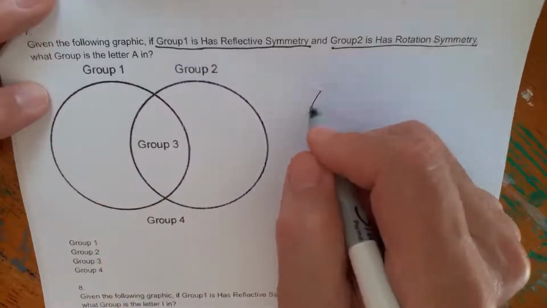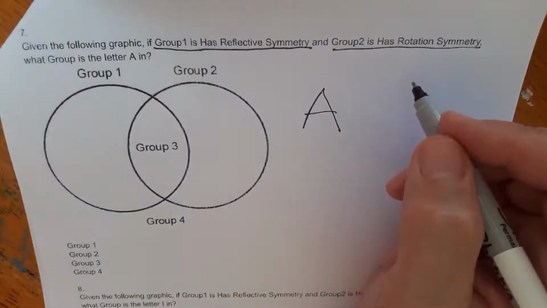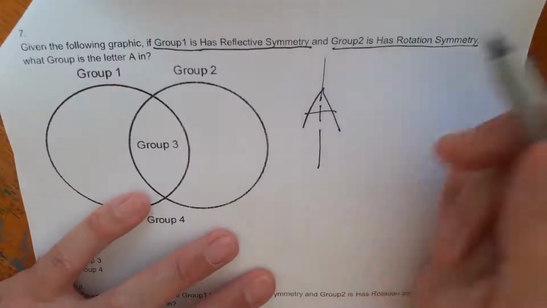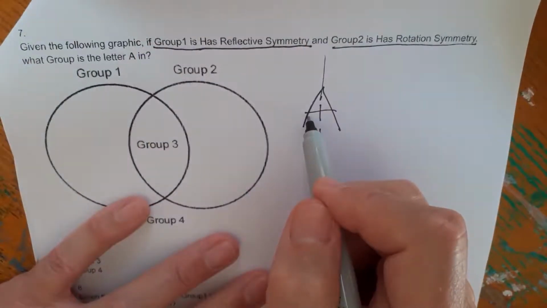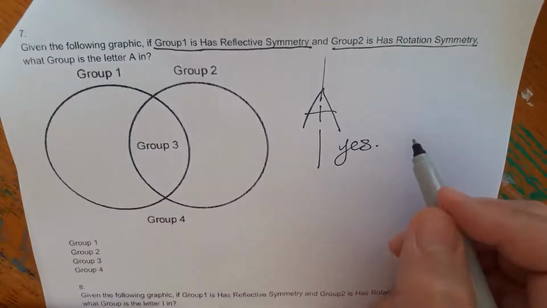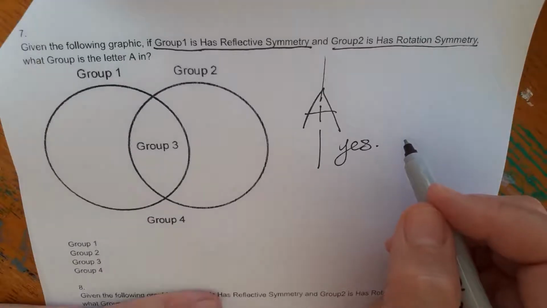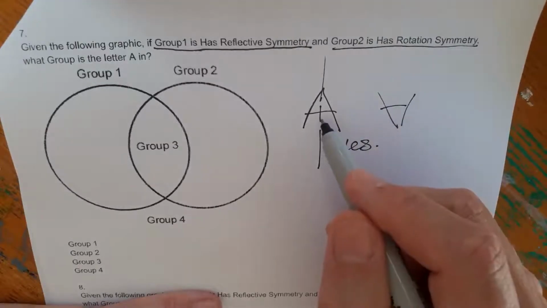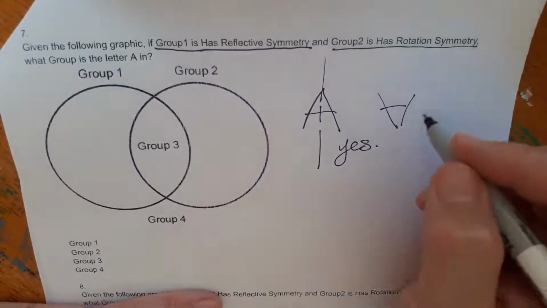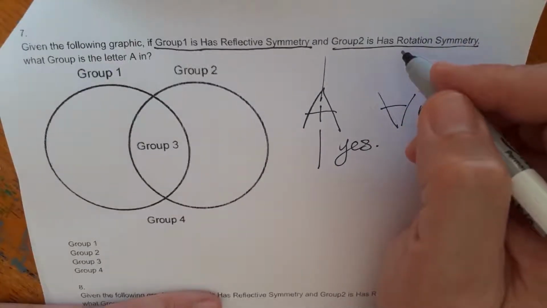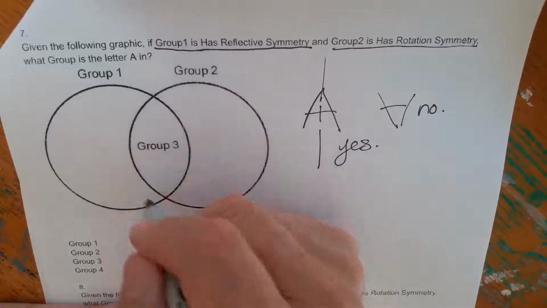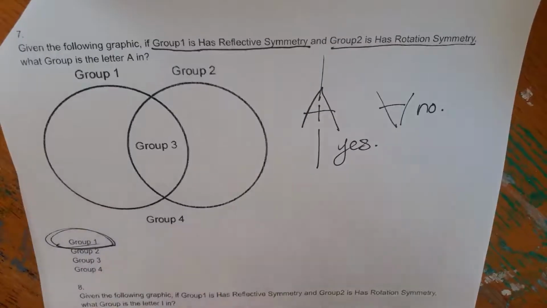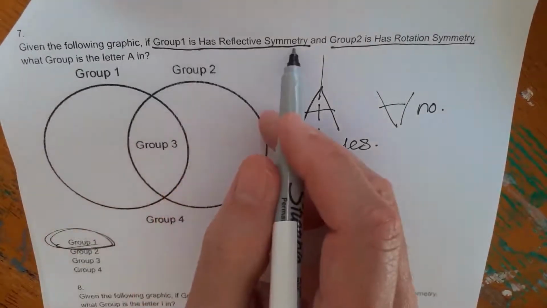What group is letter A in? Now, this is a little bit tough because they're asking us to go back to our symmetry lessons and figure out what they are. Here's reflective symmetry. If I put this line down the middle, can you fold one side over and it be on top of the other one? So, yes. Can you rotate this? Rotational symmetry. If I take an A and go like this, does it superimpose right on top of this? No. So the letter A does not have rotational symmetry, so it cannot be in group 2. It can only be in group 1, because it only has that characteristic of reflective symmetry.